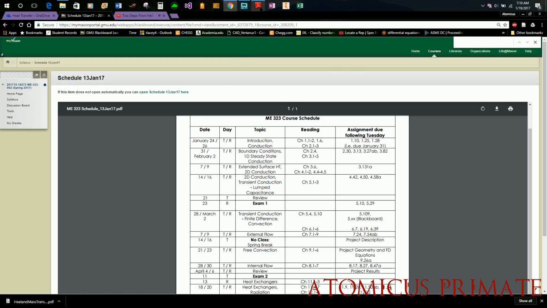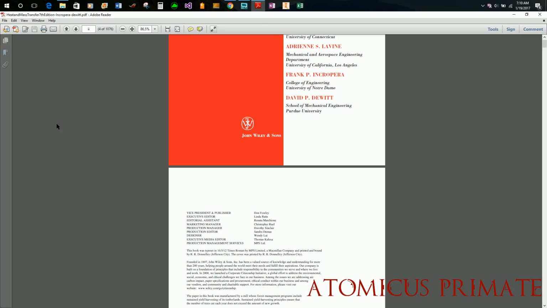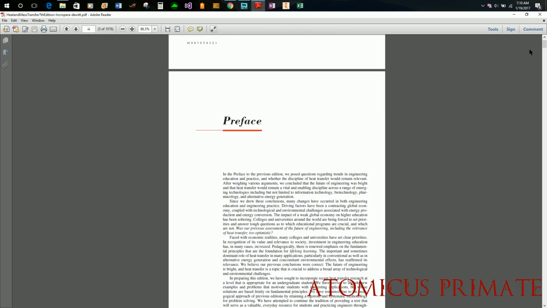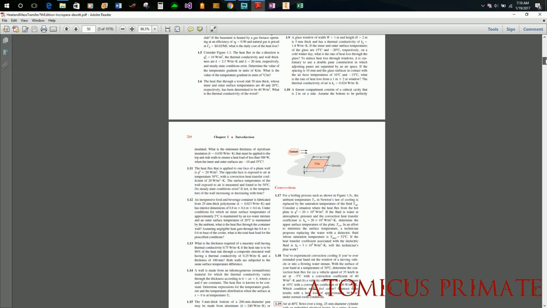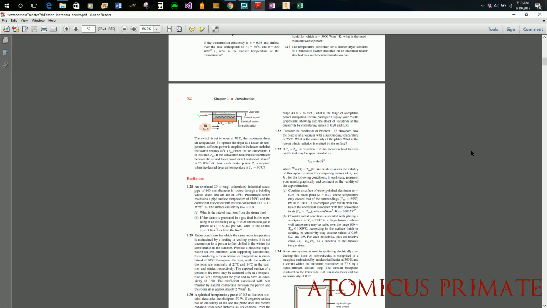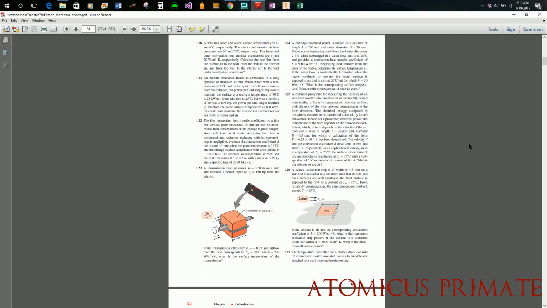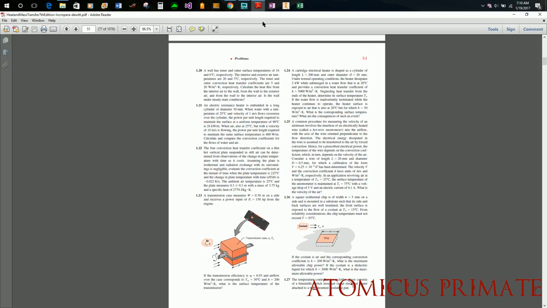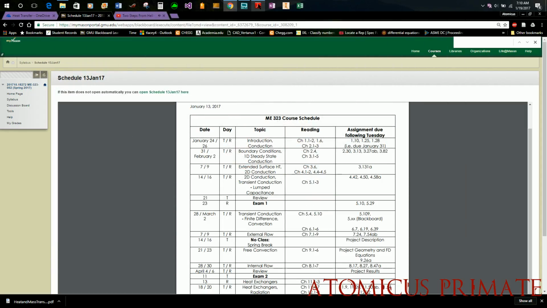So let's take a look. I don't think I can fast forward here straight to the problems, so let me scroll down. 1.25. Okay, so the first one, 1.10.